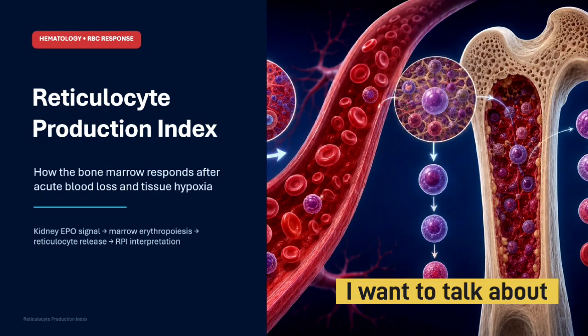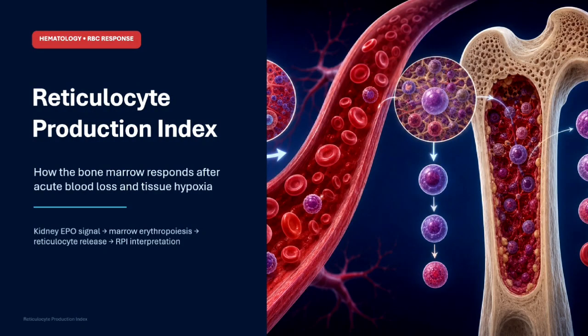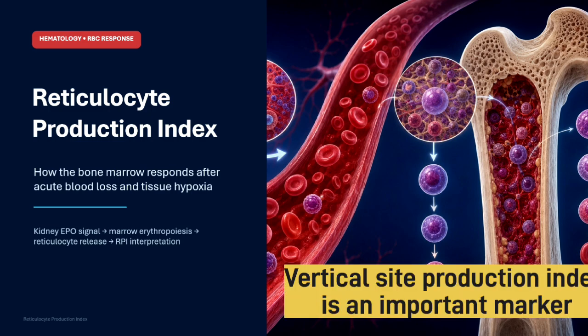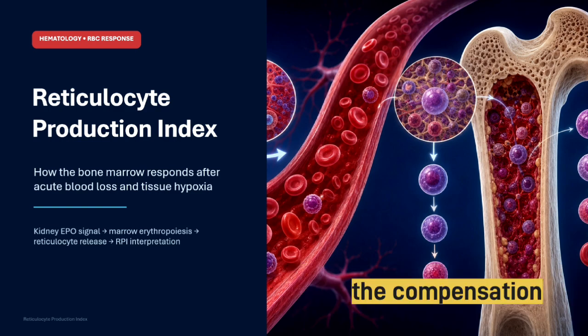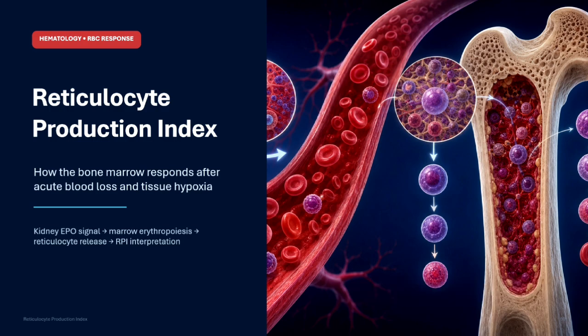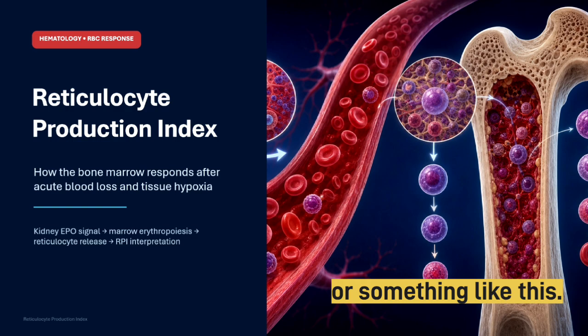I want to talk about an important index, Reticulocyte Production Index. Reticulocyte Production Index is an important marker to evaluate the compensation of bone marrow when the patient has acute blood loss or hemolysis or something like this.